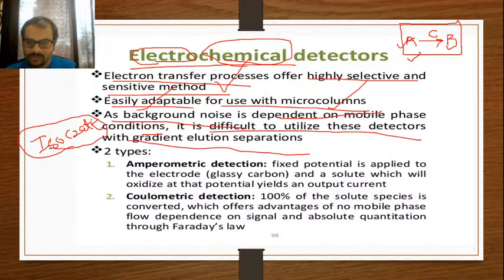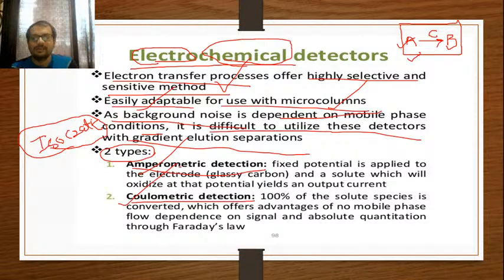systems only. There are two types of electrochemical detectors: amperometric detection and coulometric detection. As the names coulomb and ampere suggest, you can easily determine them from the name itself. Here a fixed potential is applied. Remember, the fixed potential in amperometric detection is applied to the electrodes, the two electrodes, reference and sample electrodes, which we have already covered in the last semester.